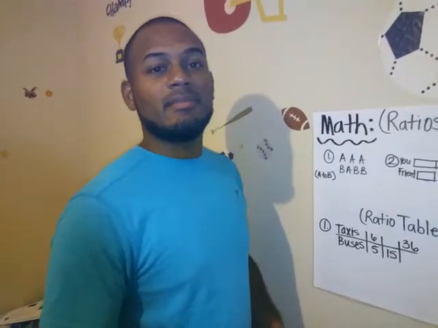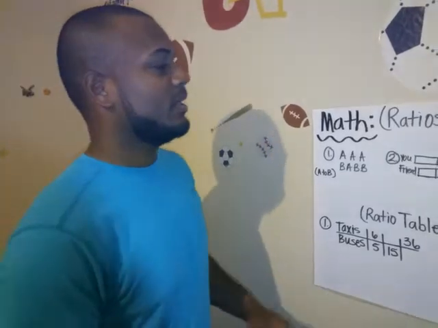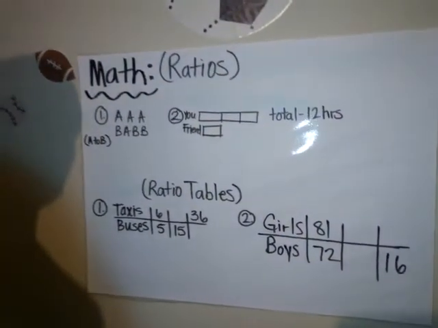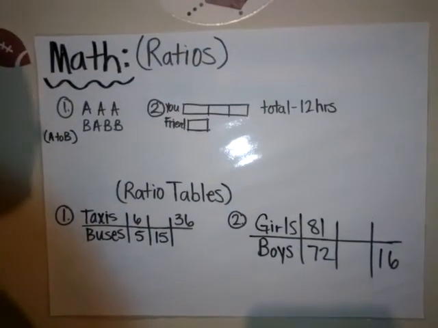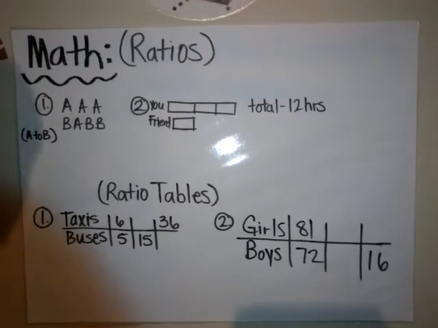Girls, this will be another math session. Today's math session will deal with ratios and ratio tables. A ratio is a comparison between two quantities. It could be a part-to-part comparison, a whole-to-part comparison, or a part-to-whole comparison.